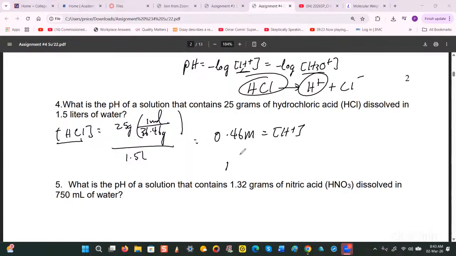So we can say that the pH is equal to minus log of 0.46. And according to my calculations, this works out to be 0.34 as the pH of that solution. And that's how you do that. All right? Okay, any questions about this one? Right, there's no units associated with pH. It's just the number, 0.34.